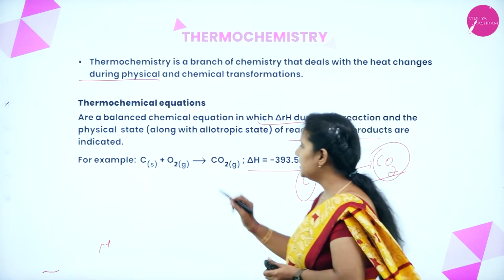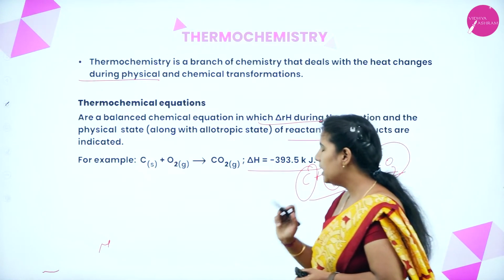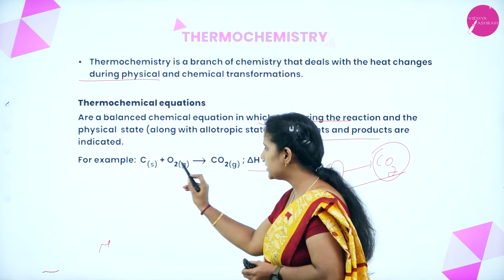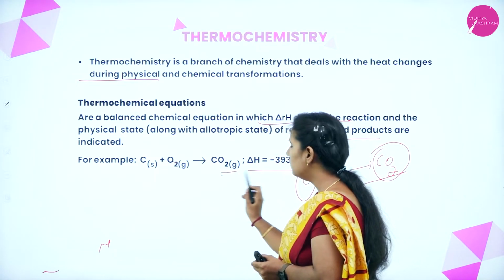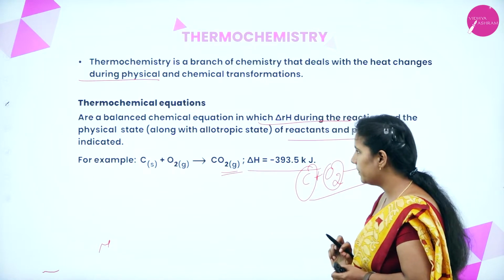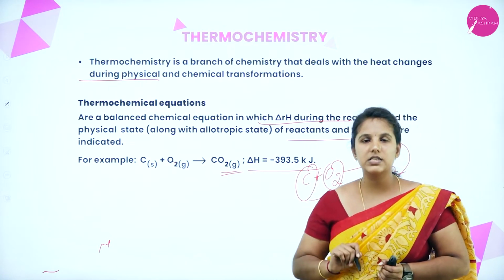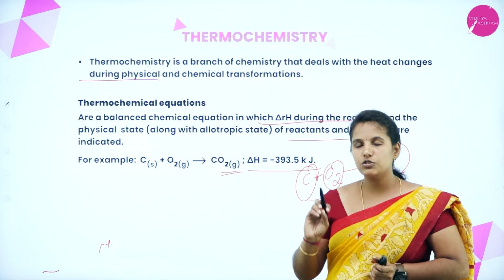The best example is carbon and oxygen combining to give carbon dioxide. You can see that carbon is in the solid state, and oxygen is in the gaseous state, giving the product which is in the gaseous state. This reaction is also balanced, and you can see that delta H for this reaction is around minus 393.5 kilojoules per mole.